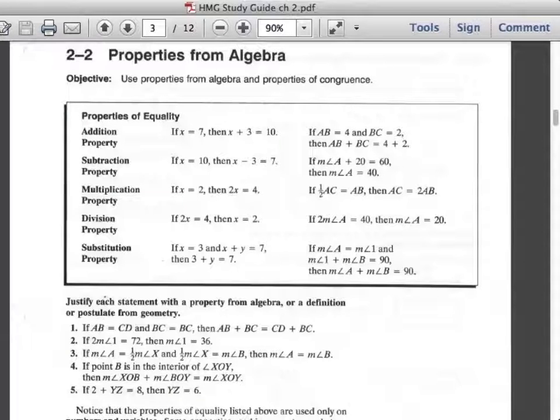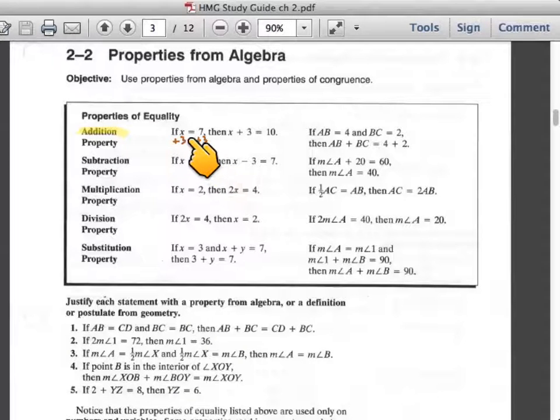All right, so the deal here is that we want to just remember some properties of algebra that you should already know and then get a head start in setting up some proofs. So here's the deal. We need reasons for saying things. So the first one we're going to talk about here is addition.